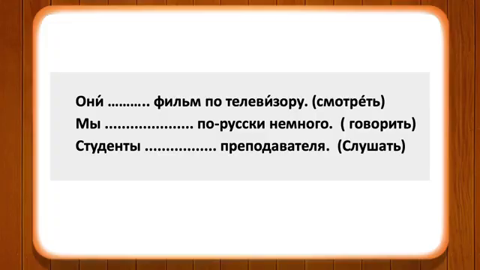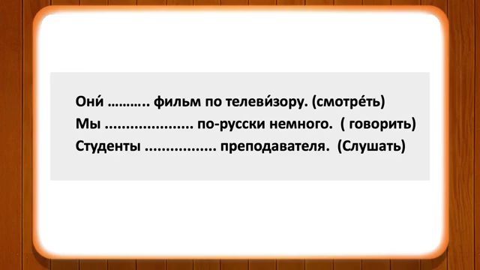Они фильм по телевизору. The verb that you need to use in the appropriate form is смотреть. Они, you have to conjugate the verb смотреть according to они. So они смотрят. Они смотрят фильм по телевизору. So they are watching film on television.